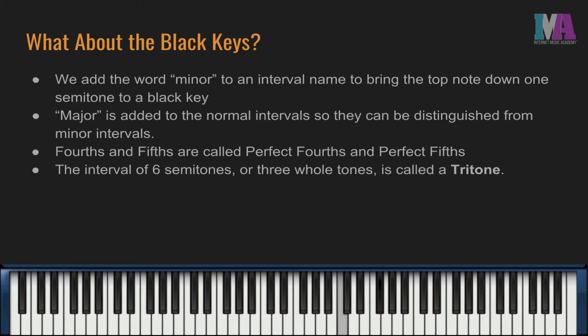Now, the distance from C to F sharp, which is 6 half steps or 3 whole steps, is called a tritone. It is also referred to as an augmented fourth, meaning to go up a half step from the fourth, or as a diminished fifth, meaning to go down a half step from the fifth.